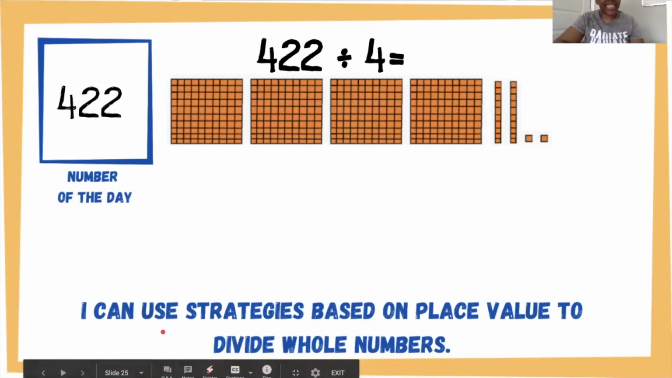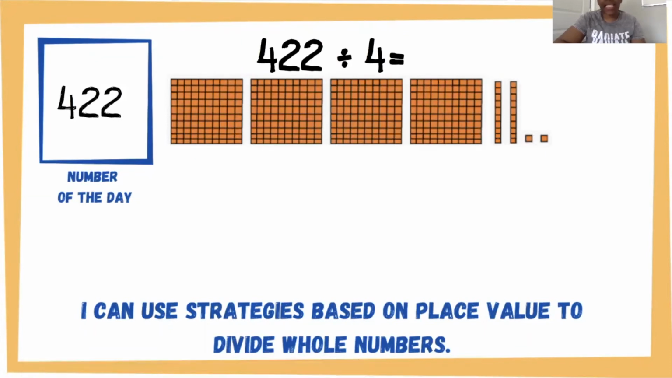Did you get this? Did you say 4 flats? So 100, 200, 300, 400. 2 rods, 10, 20, and then 2 units, 1, 2, 422. All right. And so when we're talking about division, what does it mean to divide? Exactly. Dividing means splitting into equal groups.